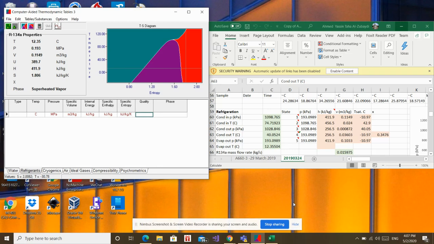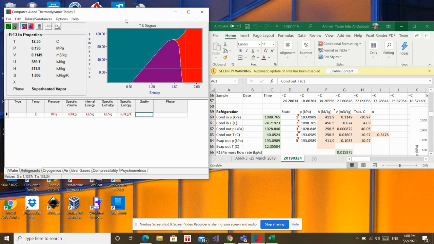Hello everyone, in this video we are going to learn how to use the CATT3 software for finding the parameters of the refrigerant at different points in the refrigeration cycle. So here we have a set of the recorded data from the air conditioning test rig and mainly for the refrigerant side. And as you can see here, I have the condenser inlet temperature and pressure, the condenser outlet temperature and pressure, and the evaporator inlet and mainly the outlet pressure and the temperature.